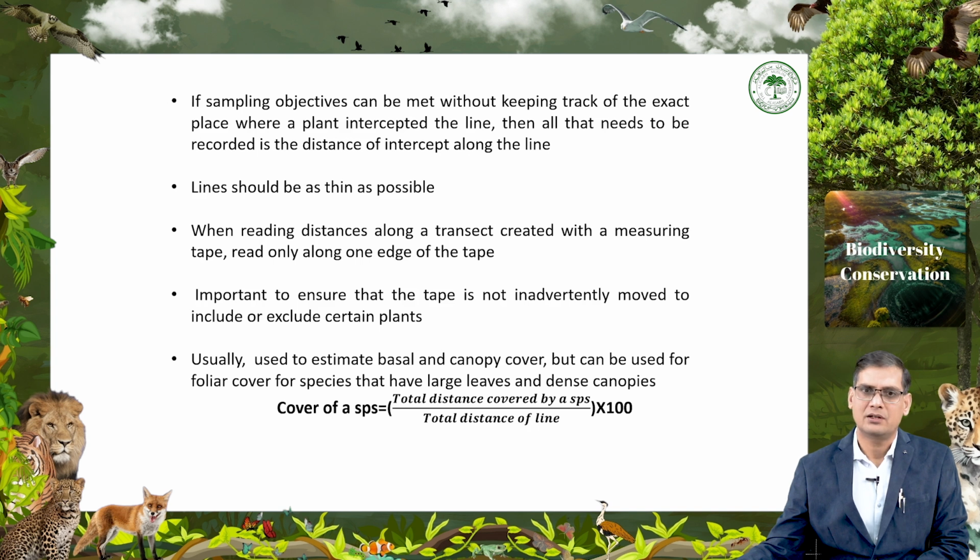Usually, this method is used to estimate visual and canopy cover, but can be used for foliar cover for species that have large leaves and dense canopies. Cover of a species can be calculated by using the following formula. Cover of a species is equal to total distance covered by a species divided by the total distance of the line multiplied by 100.